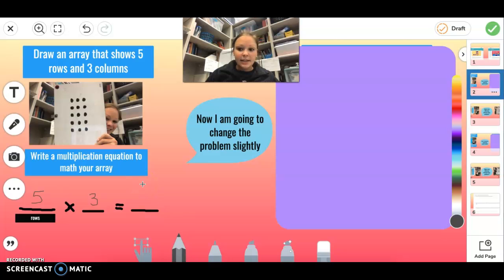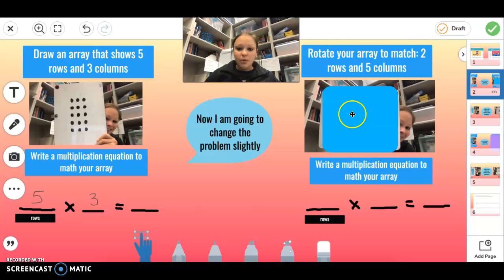And we're going to wait a second to solve this, but I want to change it slightly. So what I'm going to do is I'm actually going to rotate my board. So I want you to draw an array with 3 rows and 5 columns. Pause the video until you're finished.